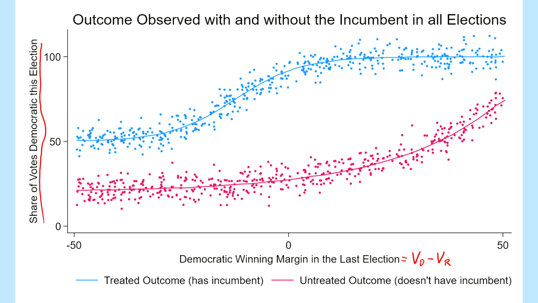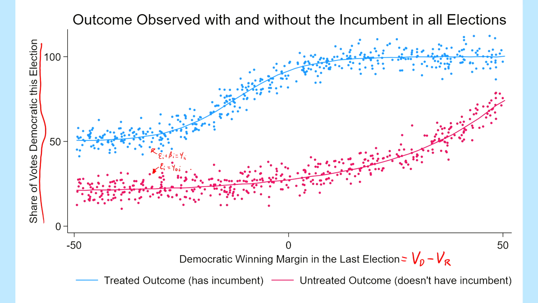And what I've graphed here is imaginary data that you will never have access to in the real world. What I have is two dots for every single election. The red dot shows what would happen if that party did not have the incumbent. So this is the untreated outcome, the Y0i. And then the blue dot shows what would happen if that party did have the incumbent. So this is the treated outcome, epsilon i plus beta i. This is the treated outcome.